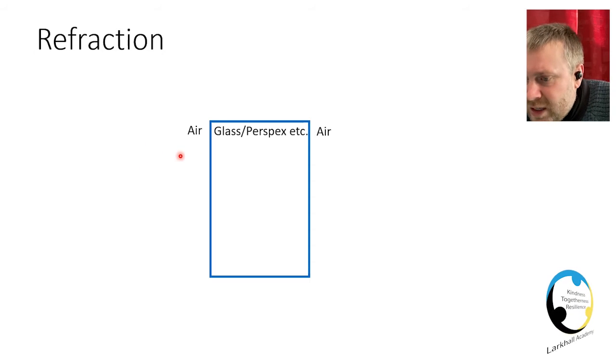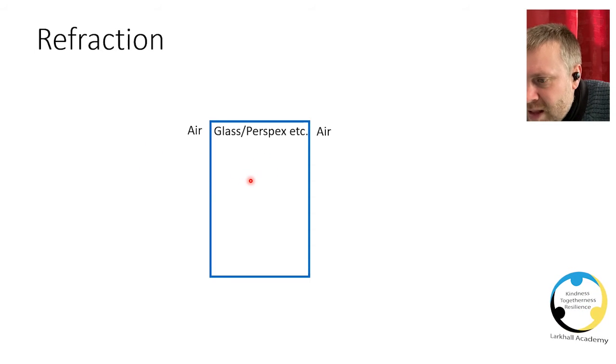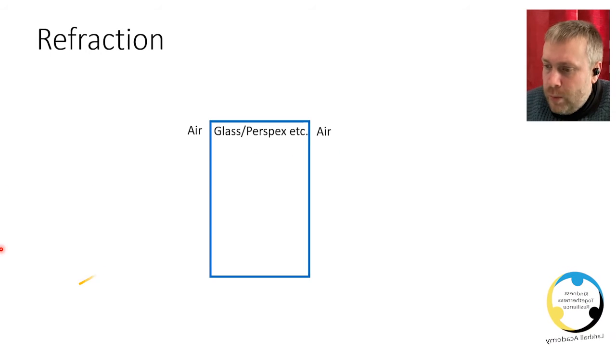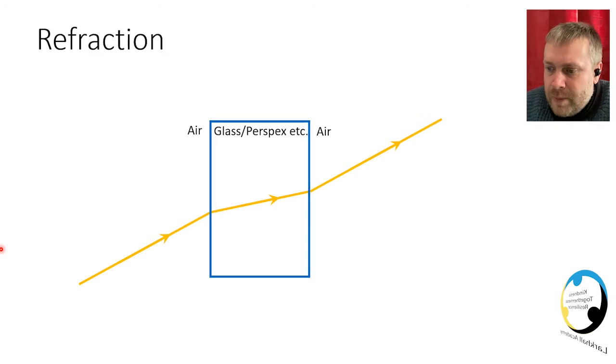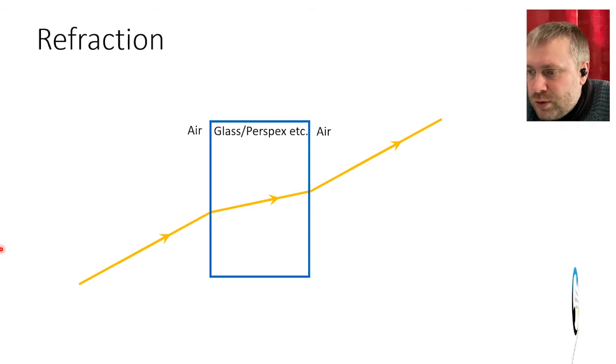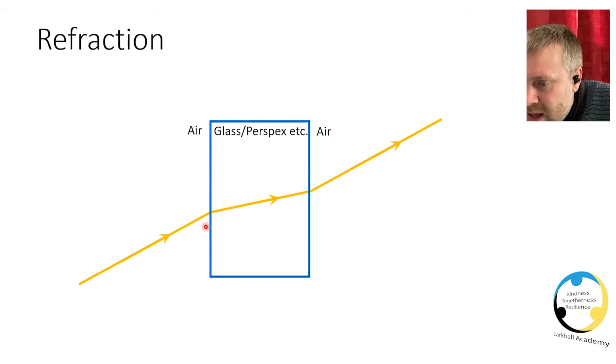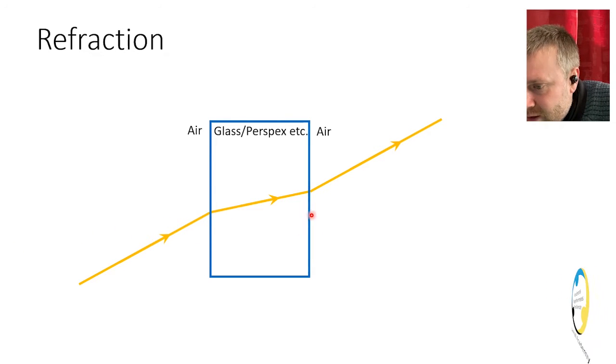So what we've got here is, obviously out here we're going to have air. This is a glass block or a perspex block or whatever it's made of, and then we've got air on the other side. So we have a ray of light, and it's going to come in here and travel through our glass block. Now as you can see, as it enters the glass block, it seems to change direction, and then as it leaves the glass block, it seems to change direction again.